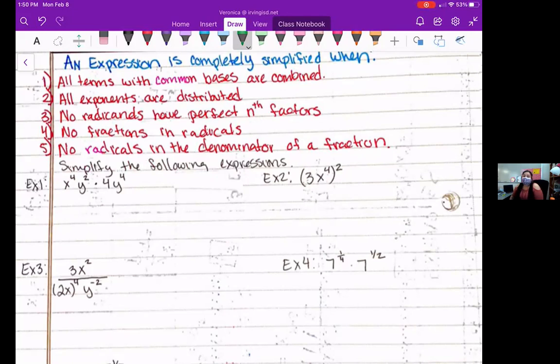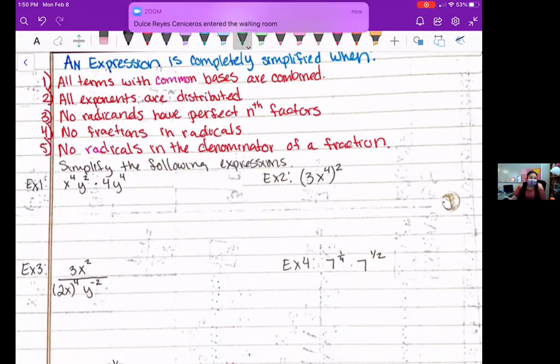Brian, what law do you see? What do you think? So we have x to the power of 4, y to the power of 2 times 4 times y to the power of 4. What do you think? Product of powers. Where am I going to apply product of powers, you guys? What am I applying product of powers to? Which base?